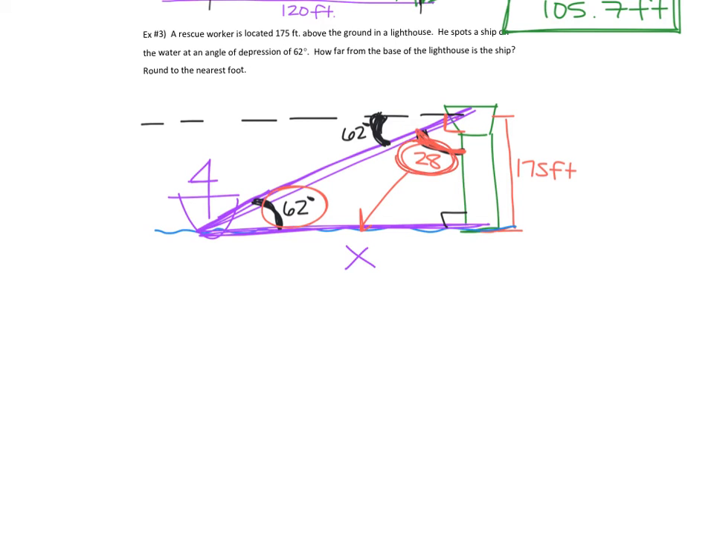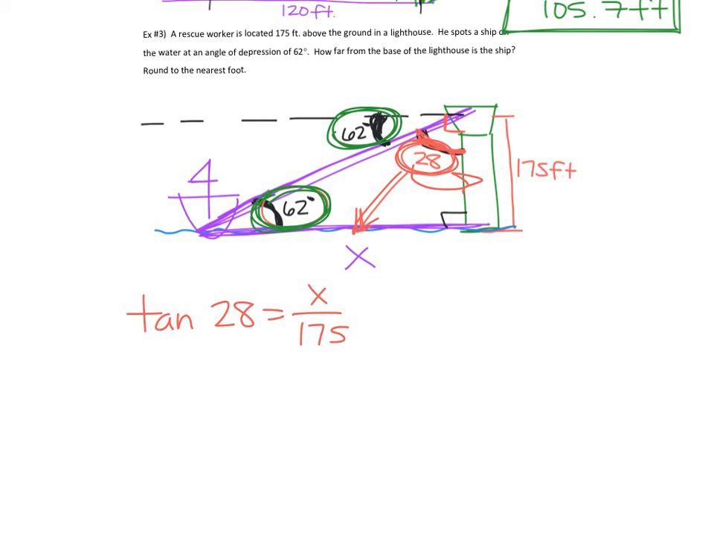If you're going to use the 28, you have the opposite and the adjacent, right? So that would be tangent. So we would say tan 28 equals x over 175. If you prefer to use the 62 here, bringing us to 62 here, that one, your opposite is now the 175, and your adjacent is the x. So it's still tangent. So we would say tan 62 equals 175 over x. Like I said, you're going to get the same answer regardless of which of those you do. So it's just about what you prefer, okay?